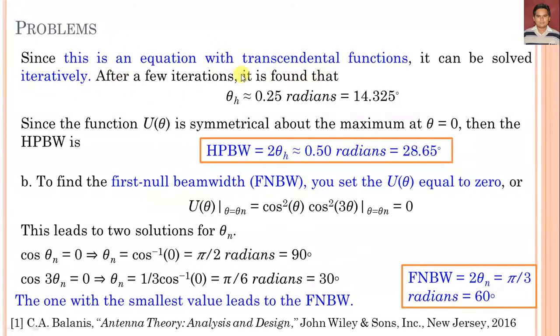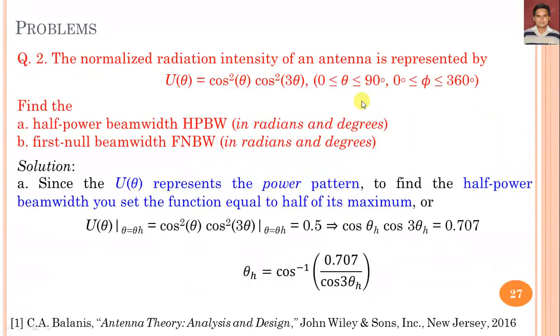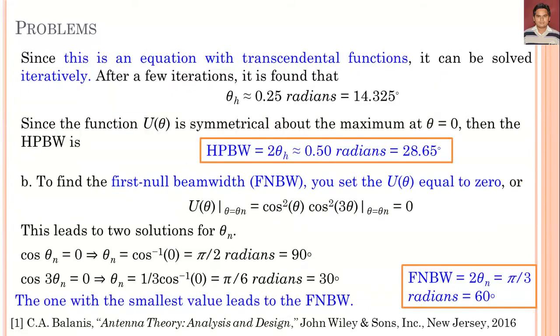After a few iterations, it is found that theta h is equal to 0.25 radian. When we consider different values of theta h, we can say that at this angle the antenna gives the maxima. Since the function U of theta is symmetrical about the maximum at theta equal to 0, the half power beamwidth is equal to twice theta h, which is equal to 0.5 radian, equal to 28.65 degrees.